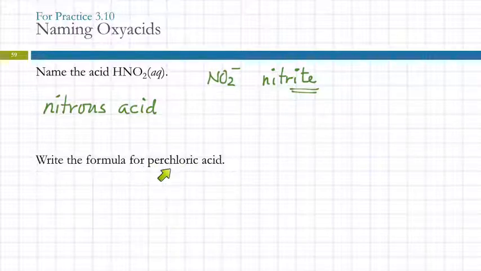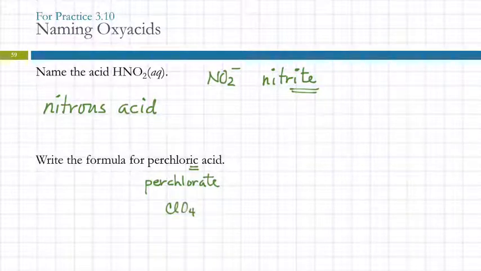So then we're going to take this perchloric, and what do we change ic to? Ate. So this is an acid containing perchlorate ion. So perchloric comes from perchlorate. What's the formula for perchlorate? ClO4 with a -1. Because you memorize it. It's one more oxygen than chlorate. The rest of this is hydrogen ions.